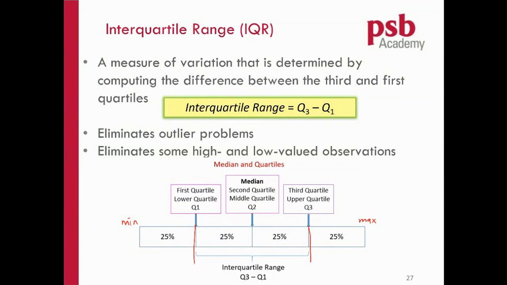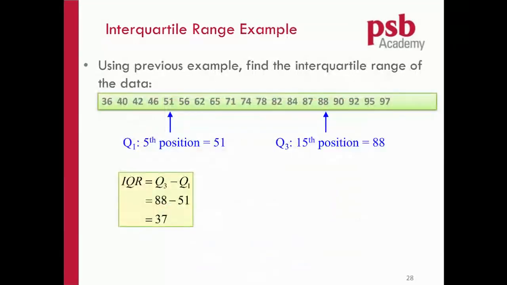That will be good enough for you to know something. So the interquartile range, the short form is IQR. We have found the quartiles in the previous example. For this example, the quartiles are 88 and 51. So finding the interquartile range is very simple. You just take 88 minus 51, and that gives you the interquartile range, 37.